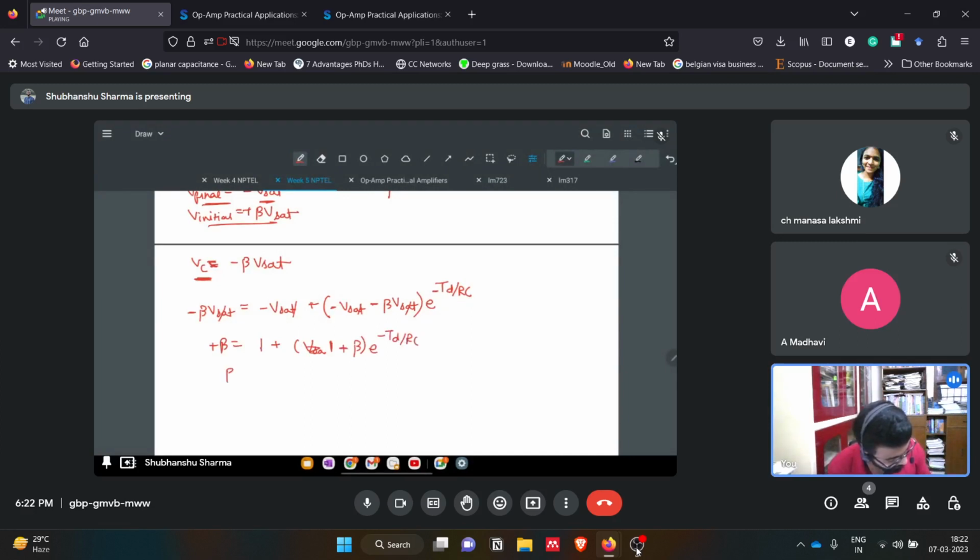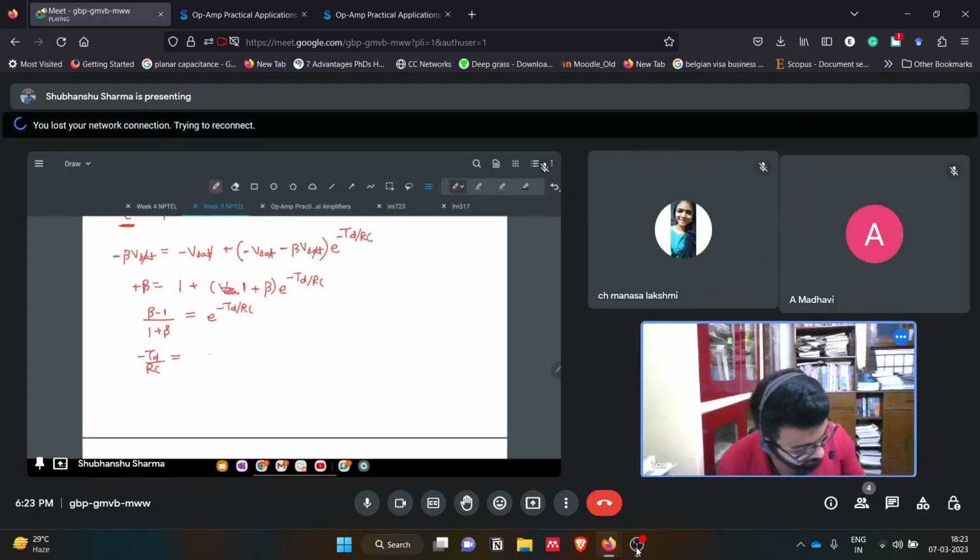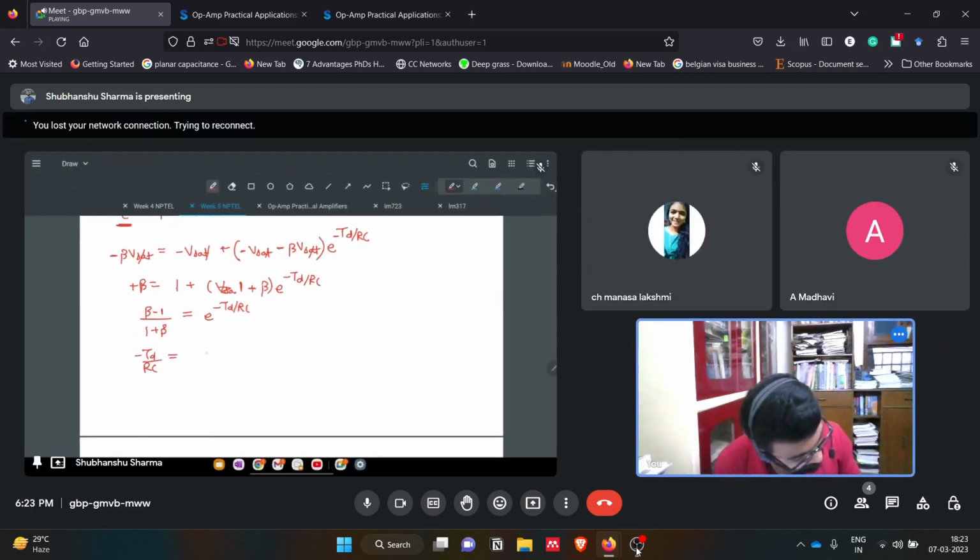So this will be (beta minus 1) divided by (1 plus beta) equals e to the power minus TD by RC. Now if we take log on both sides, we get minus TD by RC equals ln of (beta minus 1) divided by (1 plus beta). So TD will be RC ln of (1 plus beta) divided by (1 minus beta).